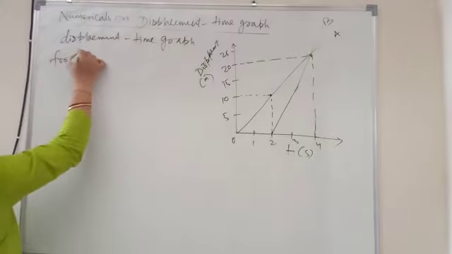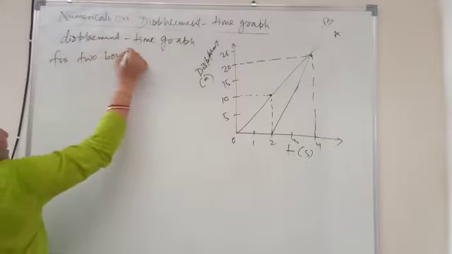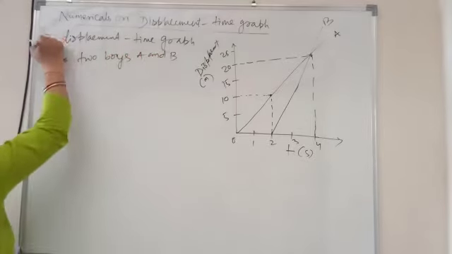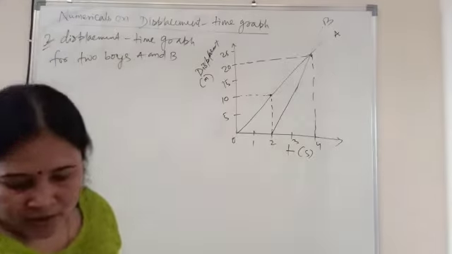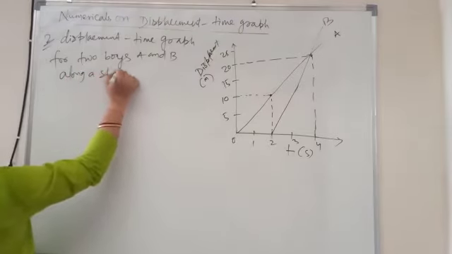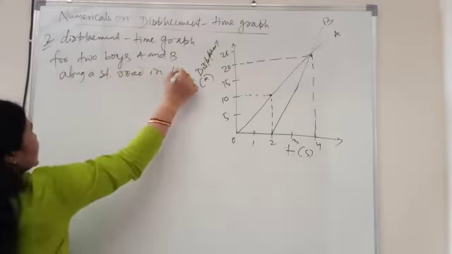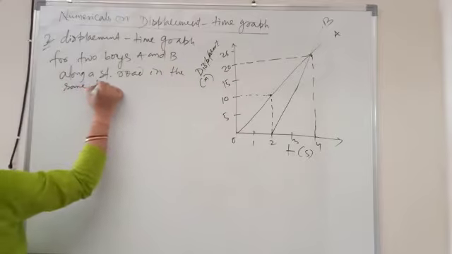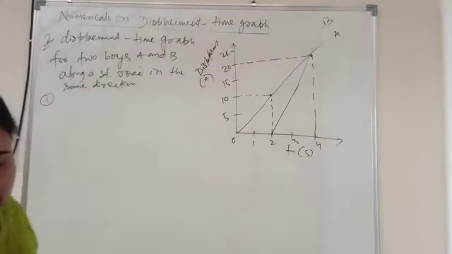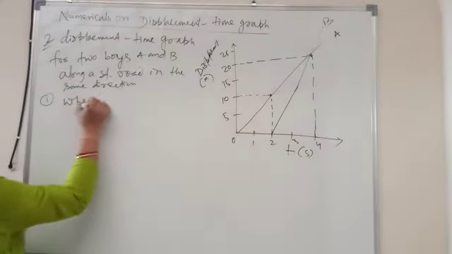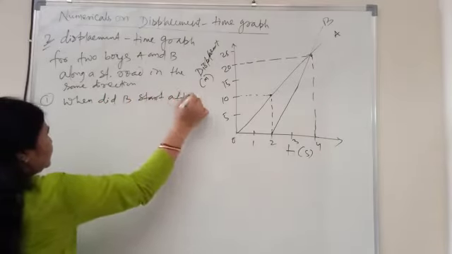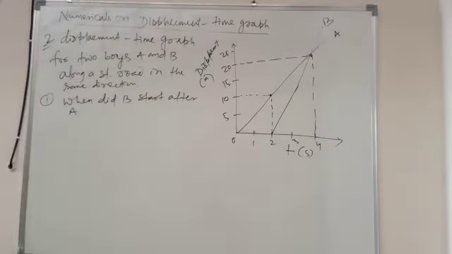Okay, this is displacement time graph for two boys, A and B. Okay, this is question number 2. Along a straight road in the same direction, okay, so the question is, first bit, when did B start after A? Okay, this is the first question.